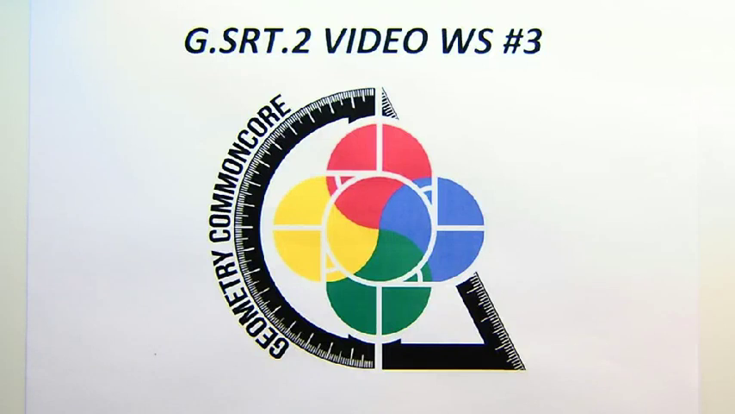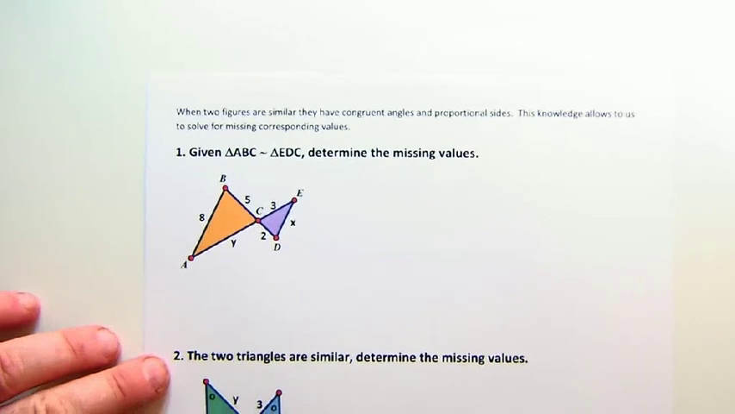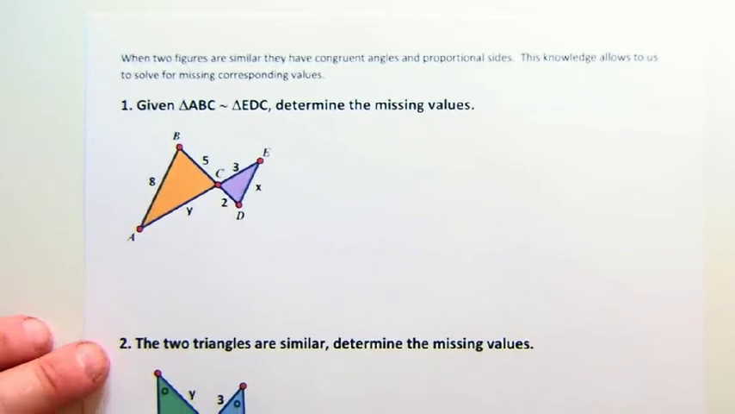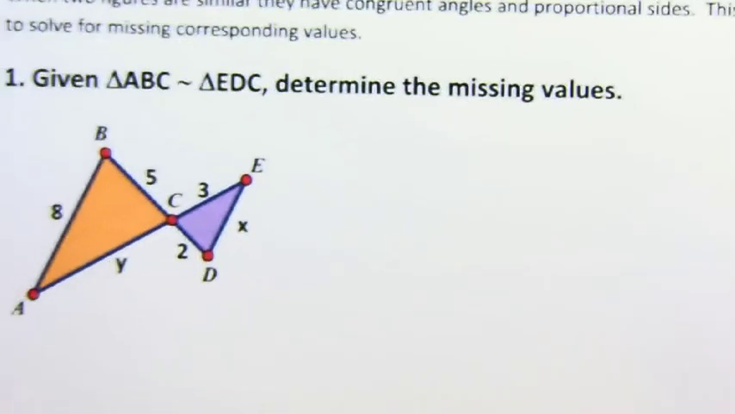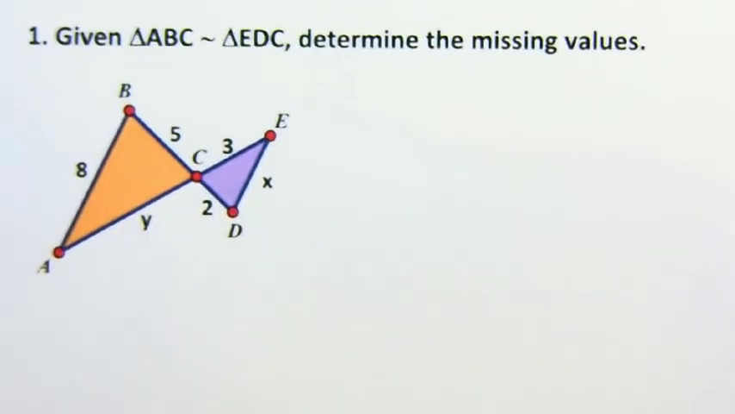All right, GSRT number 2. This video deals with worksheet number 3, which mostly has to do with solving for items within a triangle using proportions, right? The idea behind this kind of question is that we're given that they're similar, so ABC is similar to EDC, and we're trying to find some of the missing values.